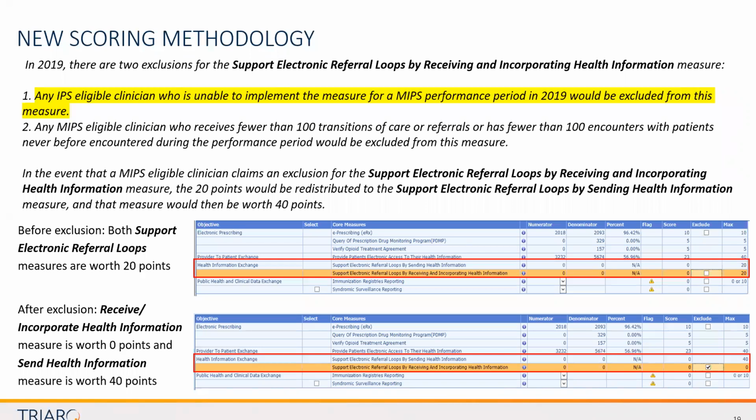Any, that should say MIPS, IPS, I don't know, I must have deleted something. Any MIPS eligible clinician who is unable to implement the measure for a MIPS performance period in 2019 would be excluded from this measure. We work with consultants, guys, in the certification world, and this one was broken down for us and explained to us that the anticipation by the ONC and the certification bodies is that not every vendor was going to be ready with a good operational workflow for this measure, and that it was going to be hard to get a decent score.